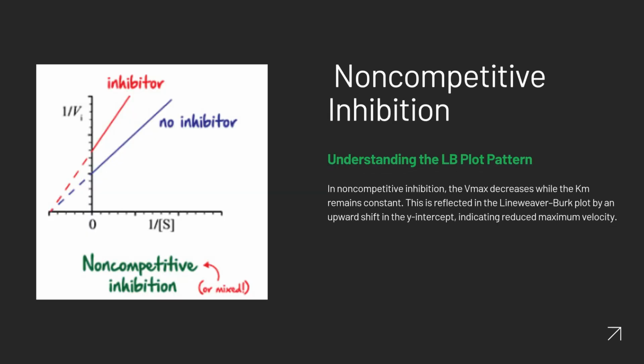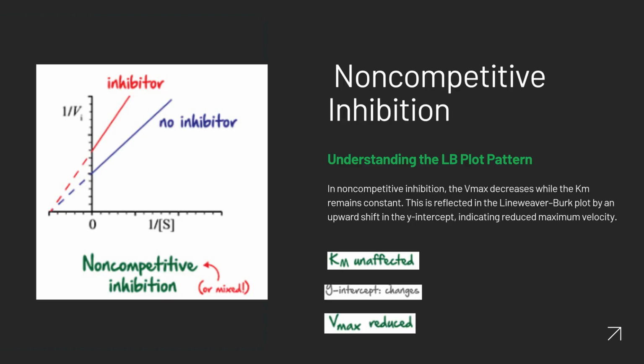In non-competitive inhibition, the inhibitor binds somewhere else and reduces overall catalytic power. On the LB plot, Km stays the same, the x-intercept doesn't move, but the y-intercept rises, so Vmax decreases. Again, the line becomes steeper.